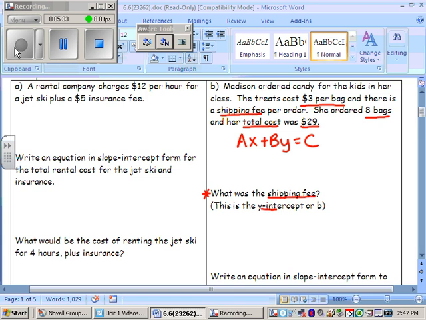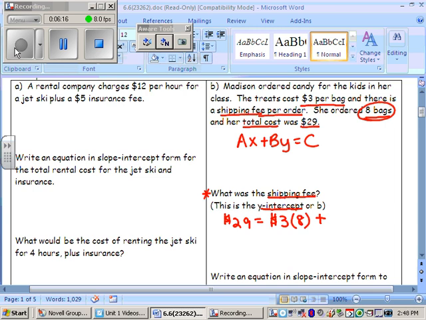And the shipping fee would be the y-intercept, because recall that the y-intercept is the amount that is a fixed amount or doesn't change. And the shipping fee per order will be a set amount. So in this case, we don't know the shipping fee. So the question is, can we find it? Well, let's see. We know the total cost is $29. So what is that $29 based on? It is based on the fact that you're going to pay $3 per bag. And it shows that you purchased or ordered 8 bags. So we're going to pay $3 per bag, and we bought 8 bags.